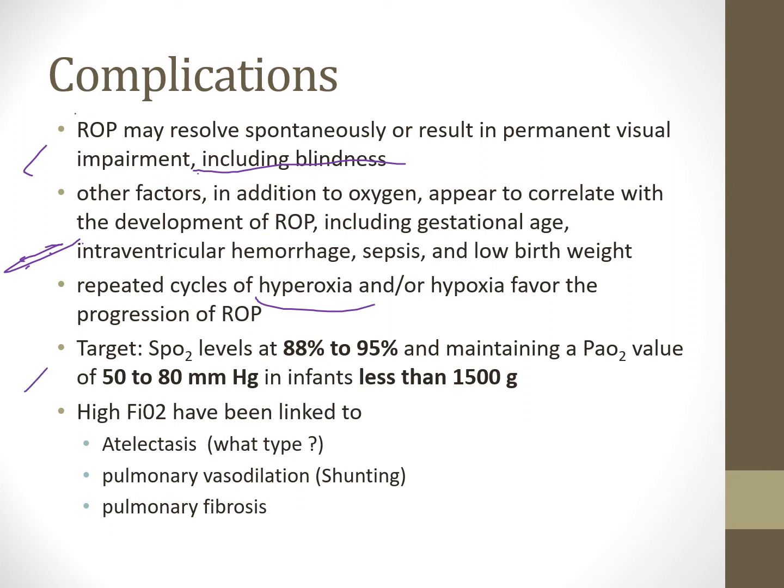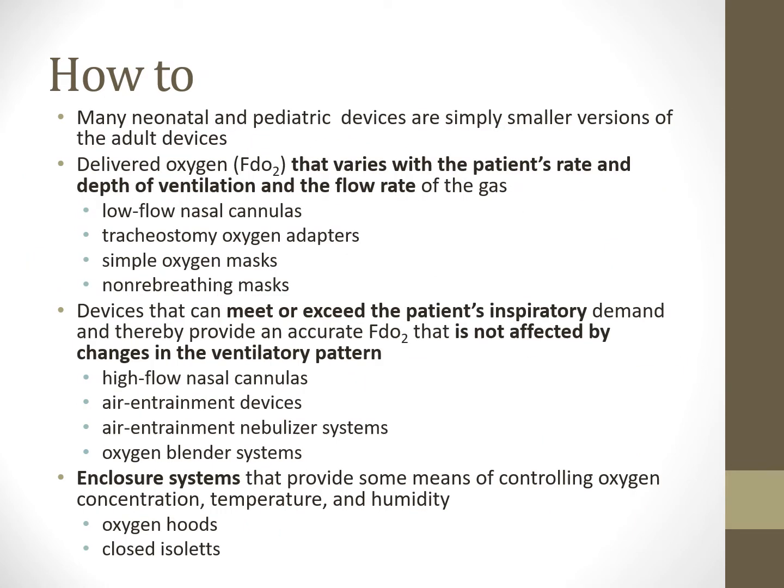High FiO2, obviously we know it's been linked to atelectasis, causes pulmonary vasodilation, which could easily cause a shunting effect, because now you have more perfusion than ventilation. And then even things like pulmonary fibrosis with oxidative lung injury, because with high FiO2s, what happens to your production of surfactant? It decreases. So those are things that you've got to be very concerned about. You could be causing harm by giving them too much oxygen.